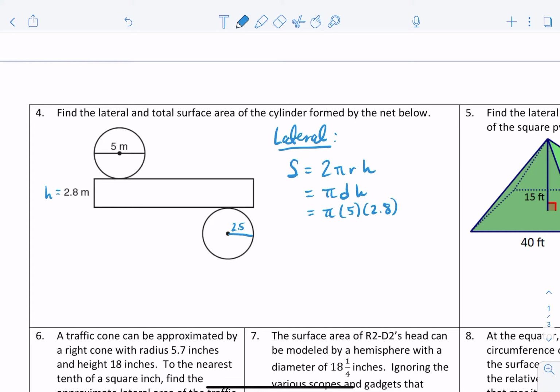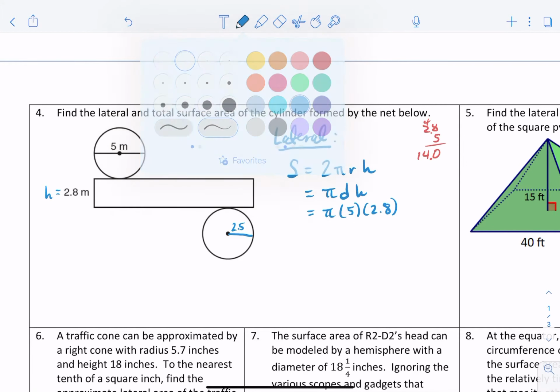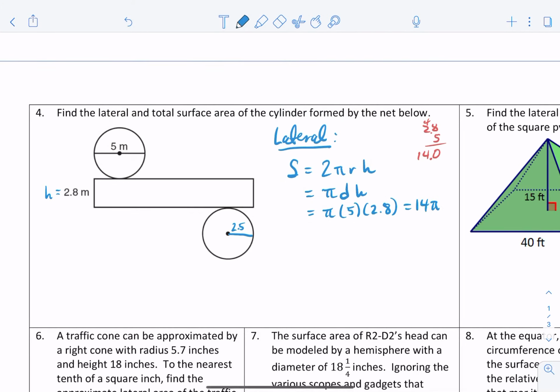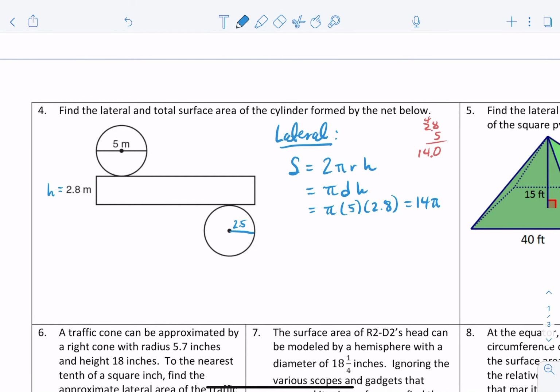Now if I want the exact answer, I'm going to treat pi like a variable and then just multiply the 5 times the 2.8. Maybe I do that right off here on the side. So 2.8 multiplied times 5 would be 40, and then 10, 14, it's 14. Exactly 14 pi. Let's throw some units on it. This is an area, so an area is supposed to be in units squared, meters squared. There we go. Box it. Make it easy to find.